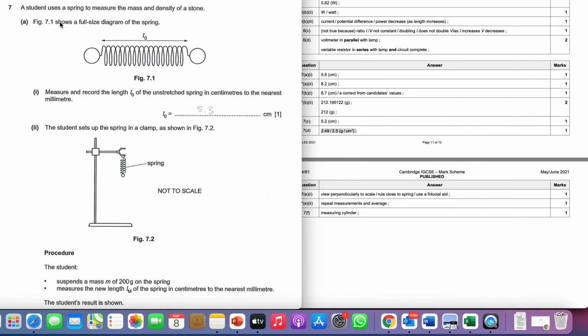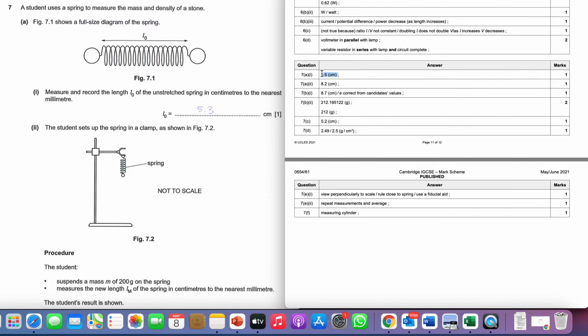So we have a student using a spring to measure the mass and density of a stone. We have got a full size diagram, and we have to measure L0. I've done so using my ruler, remembering to measure to 1 millimeter, and expressing as 5.3. Obviously, my answer is slightly different to the mark scheme, but that's fine because there's a scaling error.